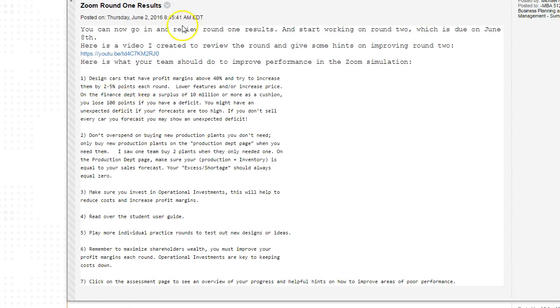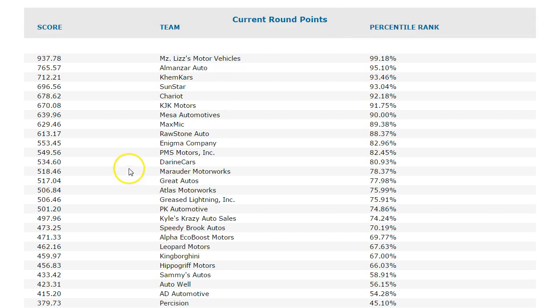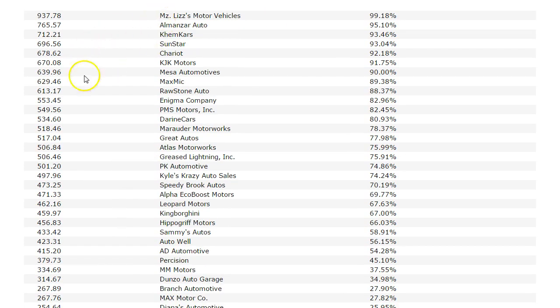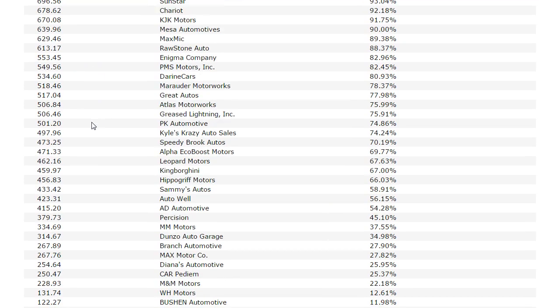Okay, so when I go into the Zoom simulation and I look at the teams, I see that some teams that did well last round had a nice comeback, because remember, the overview points are year over year. So if you have a year where you don't do so well and you correct course and do better the next year, you'll earn a lot of those points back that you missed. So teams did very well.